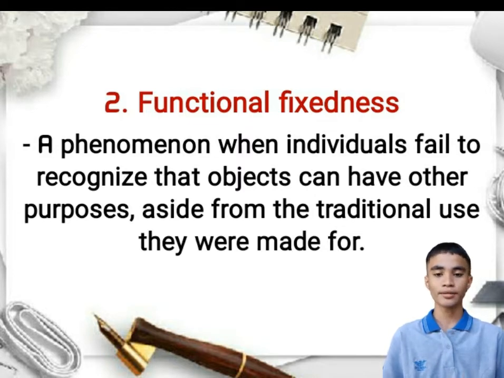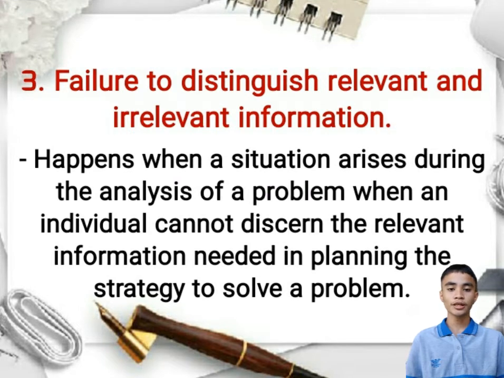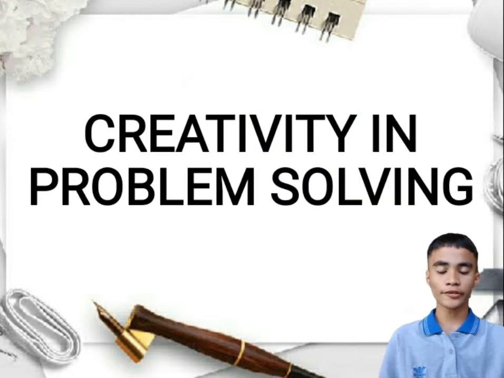Next is the failure to distinguish relevant and irrelevant information. More likely in a problem, we fail to recognize what information is more important to solve the problem. Because we always need to remember that when irrelevant information is given more emphasis in the process, it will lead to a wrong solution to the problem. So that's all for the barriers of problem solving.